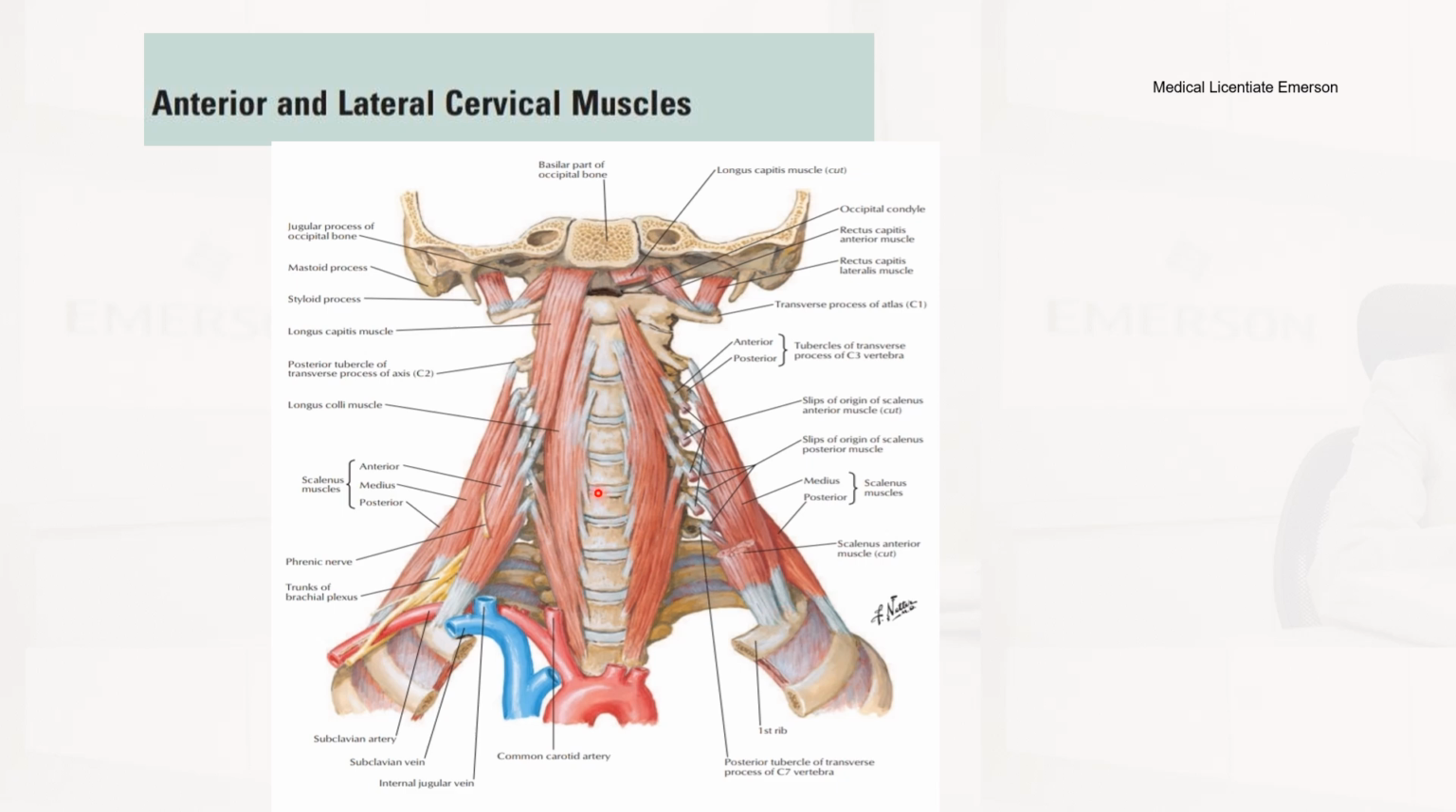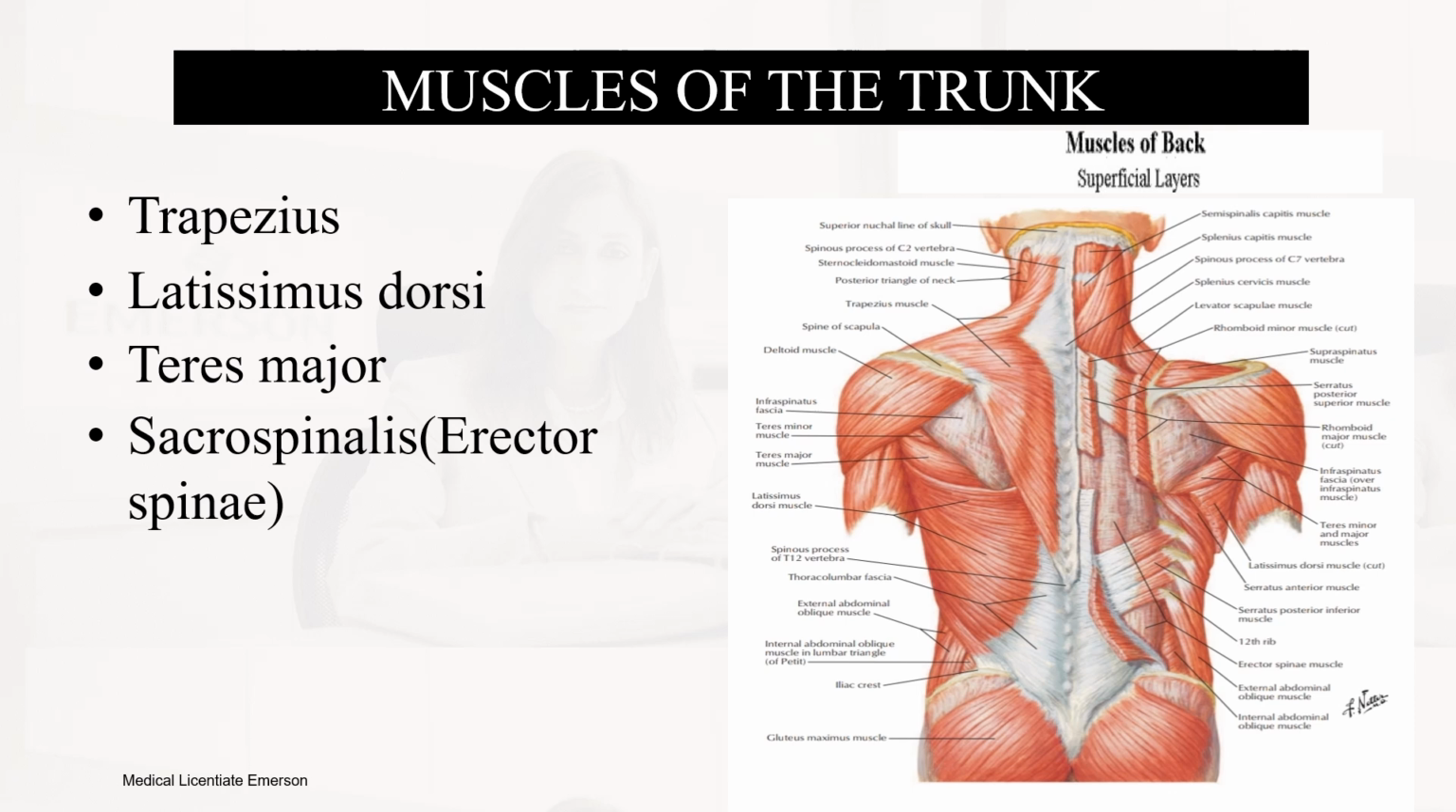Okay, so you can even pause and go through the anterior and the lateral cervical muscles. Remember the trapezius and the sternocleidomastoid muscle, as well as these other, smaller ones. Okay, so these ones, this one here. I think we can move on to the muscles of the trunk.